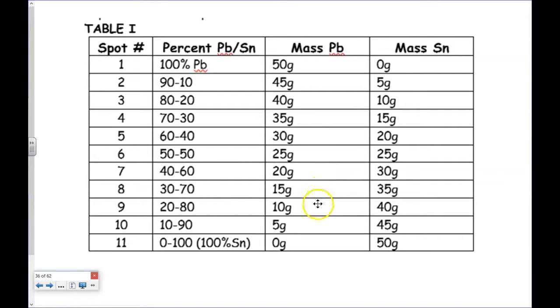A little bit lower, we go down to spot number 9, which is 10 grams of lead and 40 grams of tin. And then the very last one, number 11, is no lead and a mass of 50 grams of tin. And we know when that's going to melt. That's going to melt at 232 degrees Celsius.